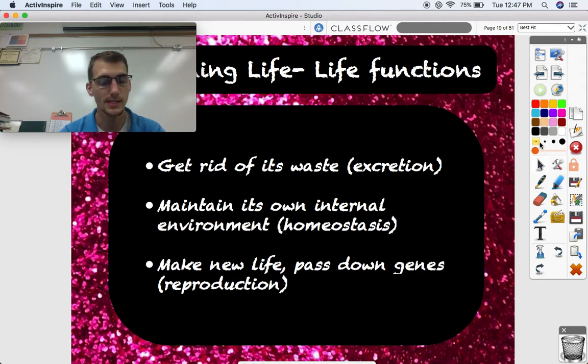so that's maintaining homeostasis. And finally, in order to be considered a living thing, you need to be able to make new life and pass down genes.